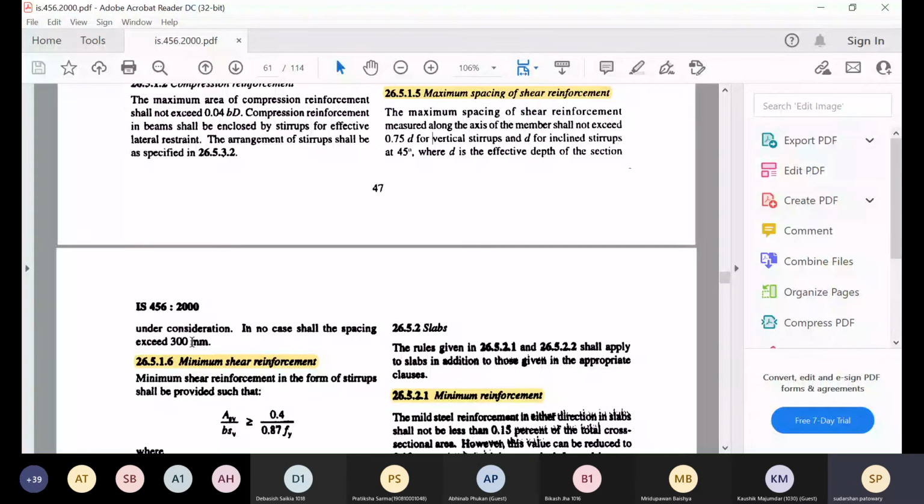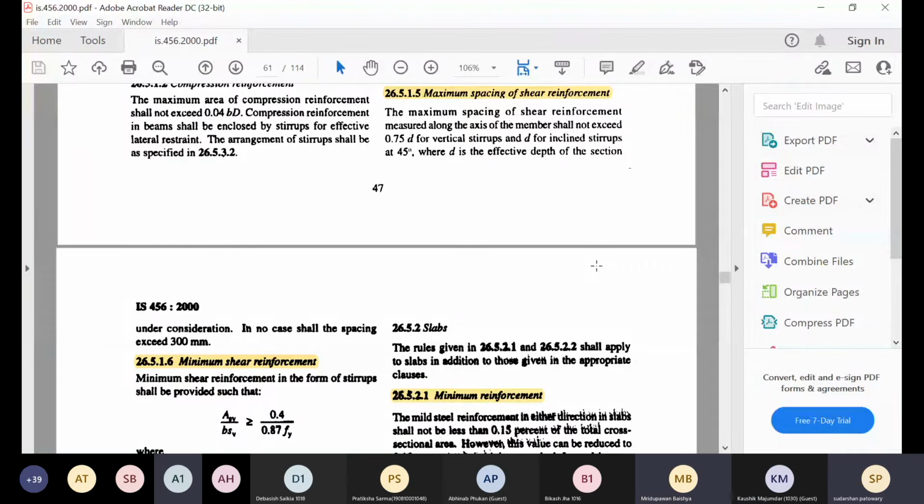Remember clause 26.5.1.5, maximum spacing of shear reinforcement. First, you have to check by the expression we just derived: Asv by Sv is equal to (tau V minus tau C) times b by 0.87 fy. Next, you have to check by 0.75 d, and next is 300. Out of these three, the lesser one you have to take. Am I clear to you?